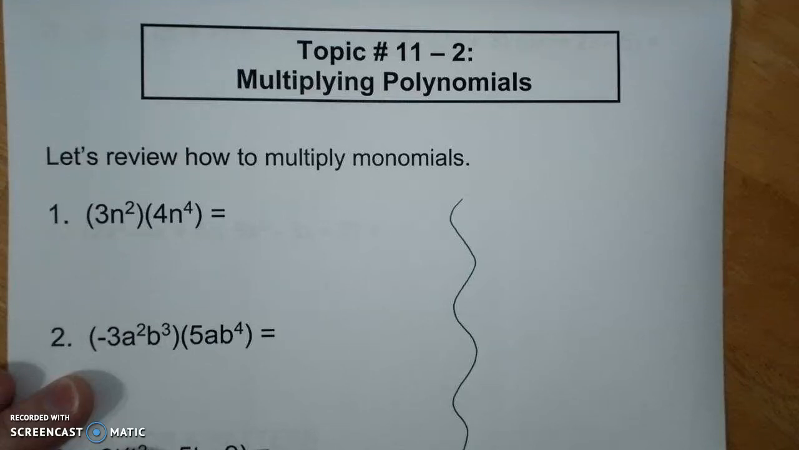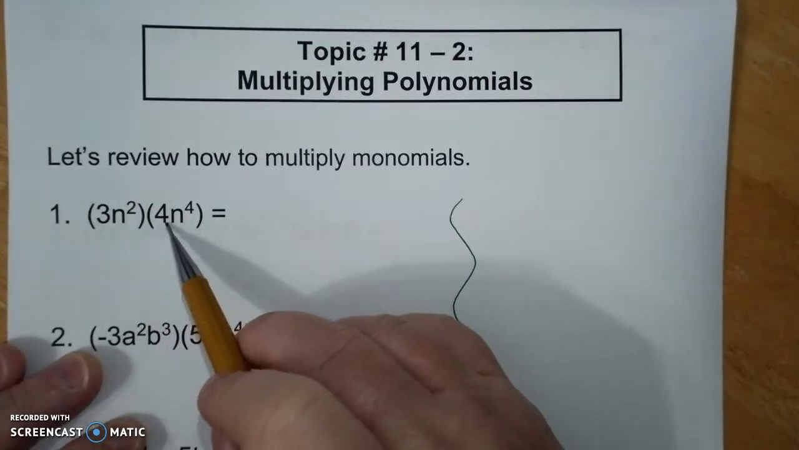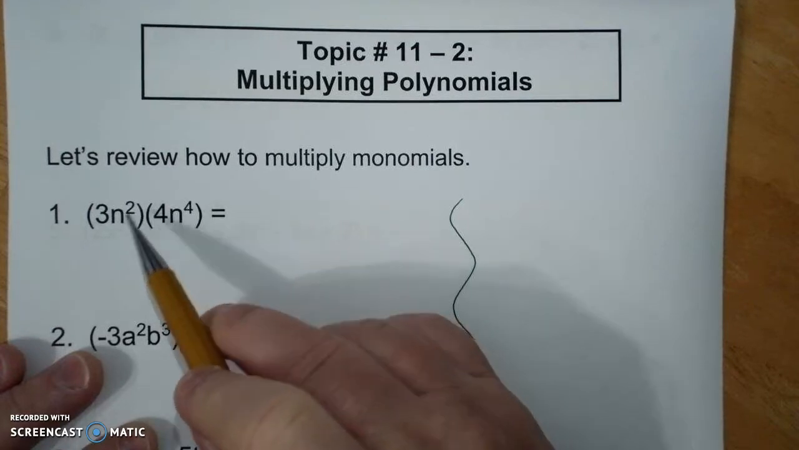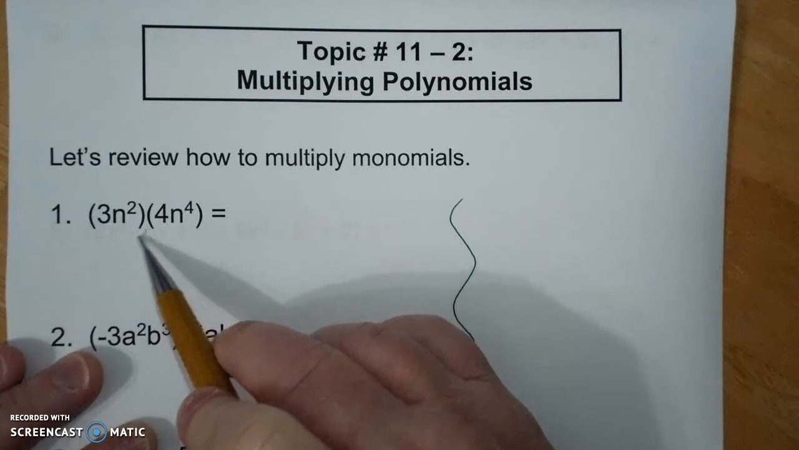This is 11-2, multiplying polynomials. I'm going to show you different methods. Whichever method that you can show your work will work for me. So the first one is 3n squared times 4n to the fourth. This goes back to when you were dealing with exponents earlier in the year.